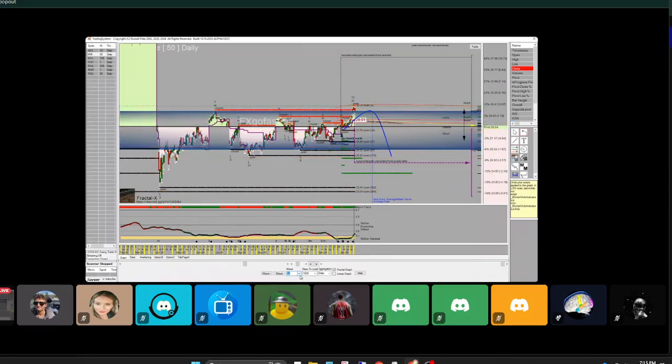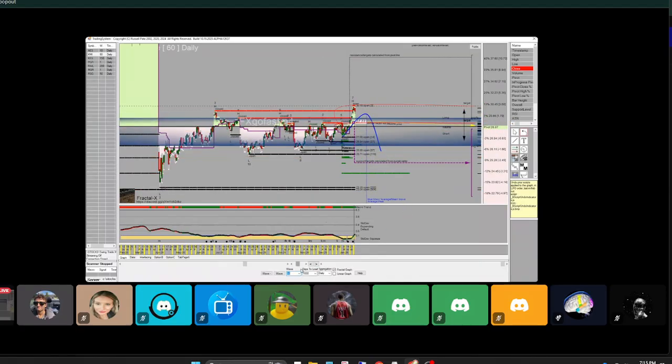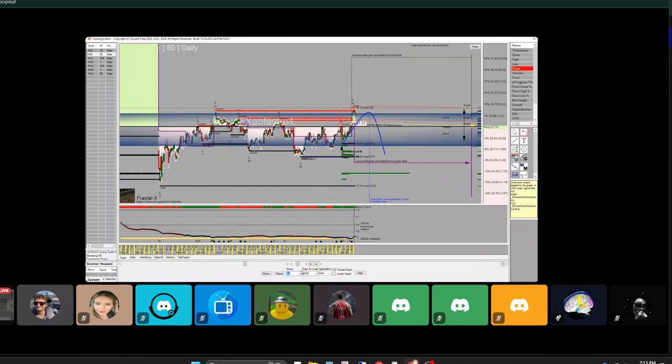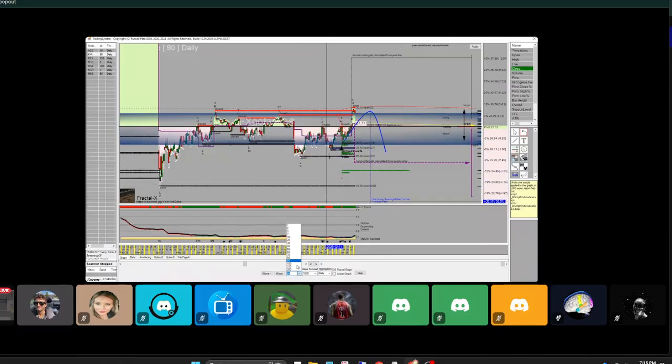Let's keep looking at the higher time frames. 60 showing the same thing, 70. These all show the K assignment just got started. K meaning expansion phase, M meaning compression. Right now we're expanding higher. So we're in a bullish breakout mode, day over day.